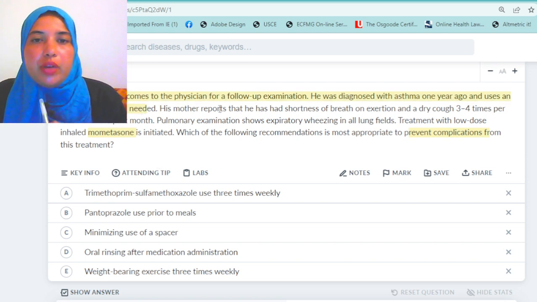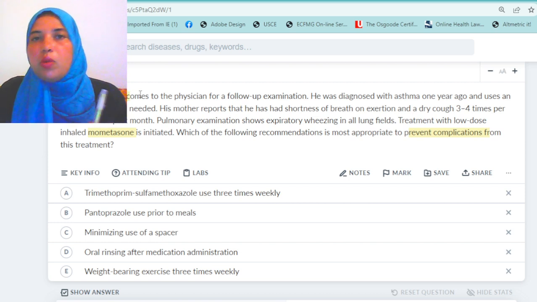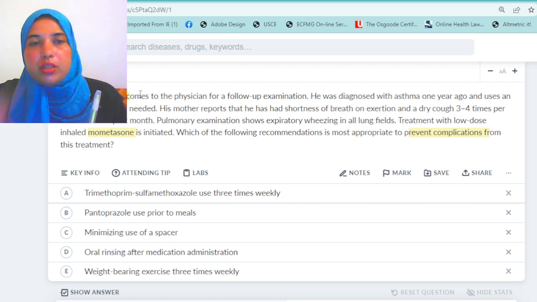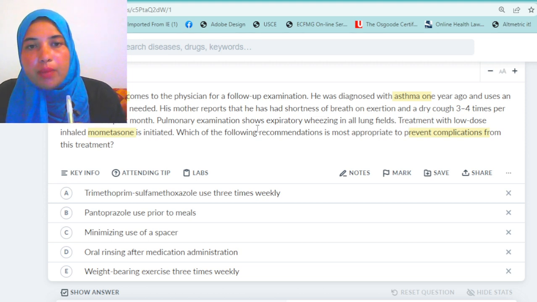So we have a 10-year-old boy. He comes to the physician for follow-up. That's something you really want to do, is always highlight the age and the gender of the person in the clinical vignettes. He is diagnosed with asthma 1 year ago and uses albuterol inhaler as needed. His mother reports he has had shortness of breath, so the albuterol is not working well for him. Now he's given the inhaled mometasone.